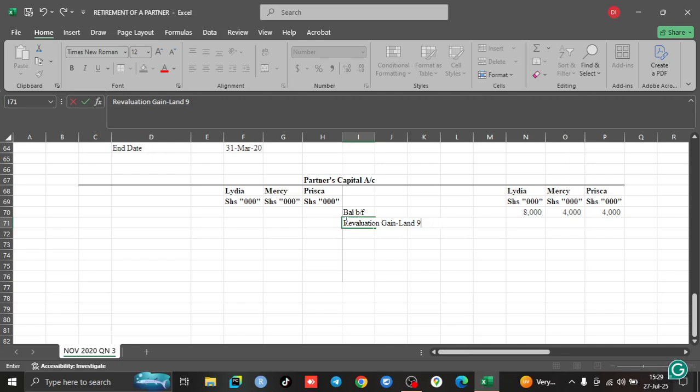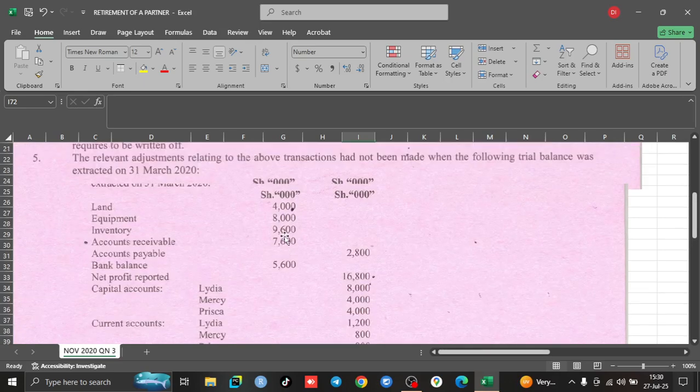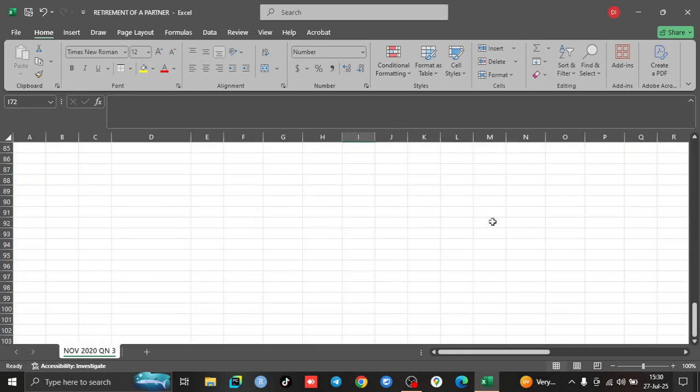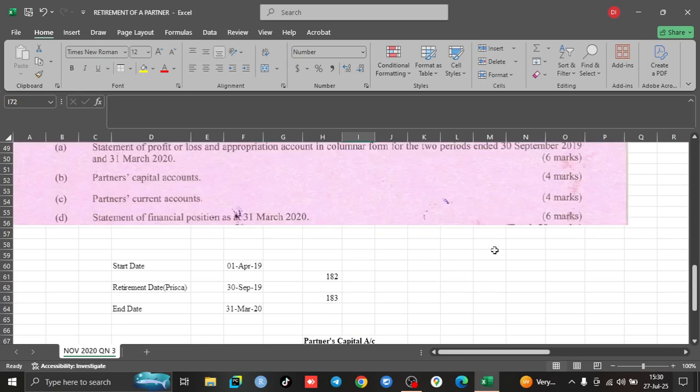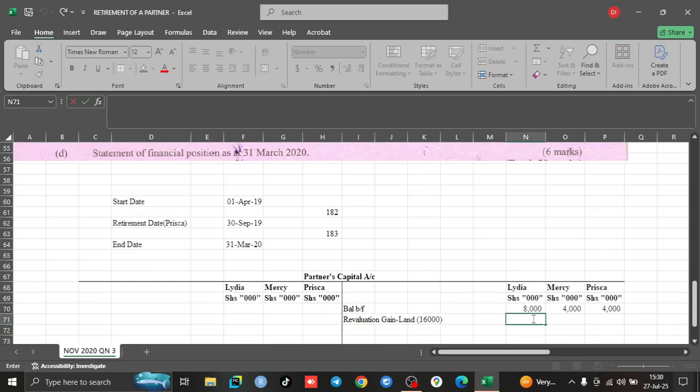I'm going to use it in thousands. So since the gain is 16, we have to apportion it to the partners in the old profit sharing ratio. That is just before Priska retired, in the ratio of 2:1:1. So you're going to do 2:1:1, that is like 2 over 4, a quarter and a quarter. So 2 over 4 of 16, a quarter of 16, and a quarter of 16 as well.